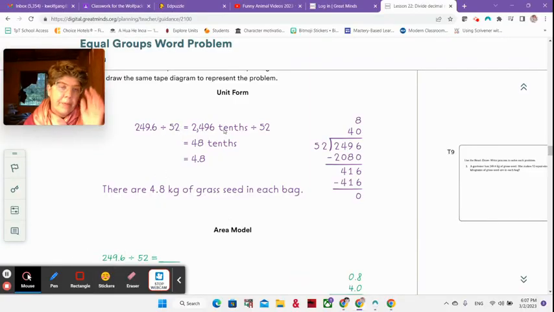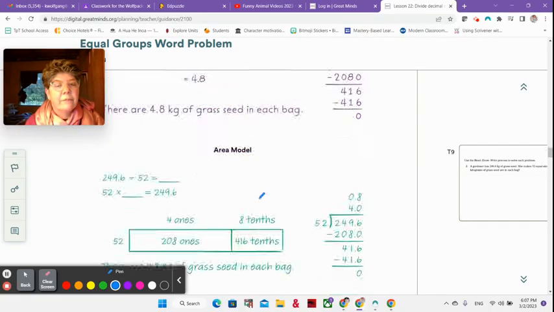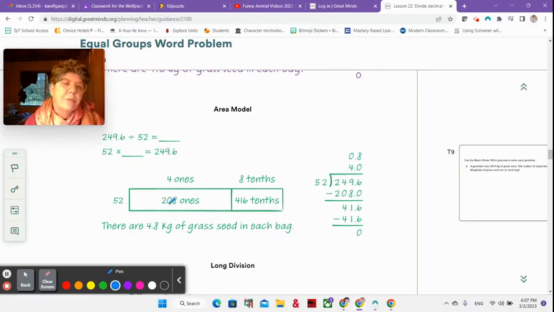Another way is to think about unit form. 2,496 tenths divided by 52, still using the standard algorithm, but now you don't have your decimal there. So you know that your answer is 48/10, which would be 4 and 8/10, right? You can also do the area model. So then you have 208 ones and 416 tenths. Okay, that's kind of tricky, isn't it? 52, 4 ones, 8 tenths.